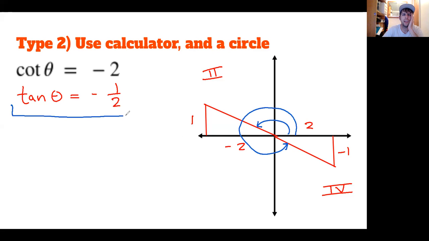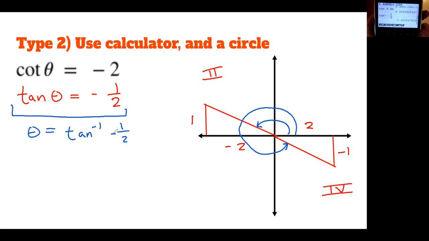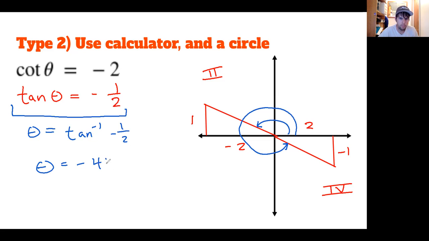Well, we can kind of find a solution for this using inverse tangent. So if I rewrite this in terms of inverse tangent, I'd get that theta is equal to tangent inverse of -1/2. So let me just do that and see what happens. Tangent inverse of -1/2. All right, here's what I get: -0.46. That's making me think. What angle is that?